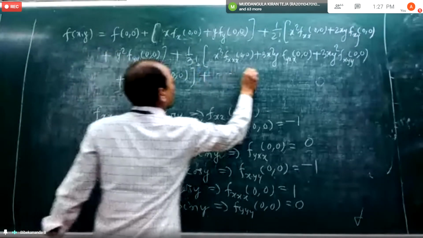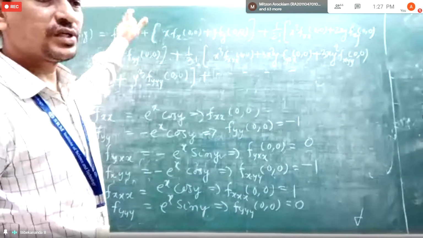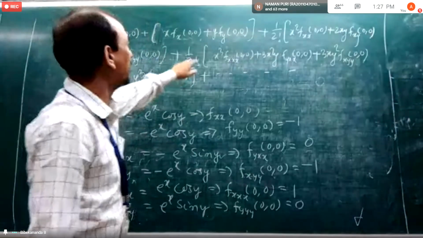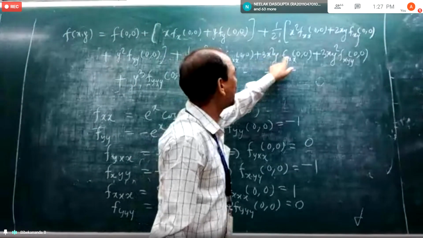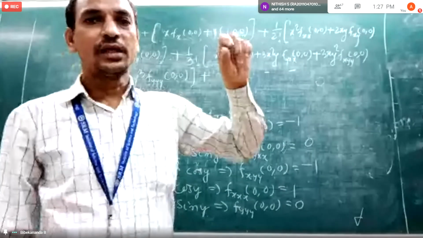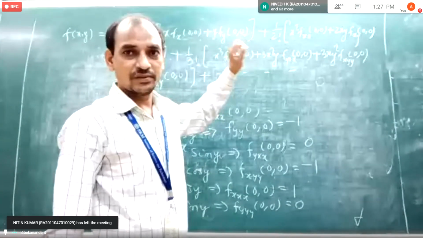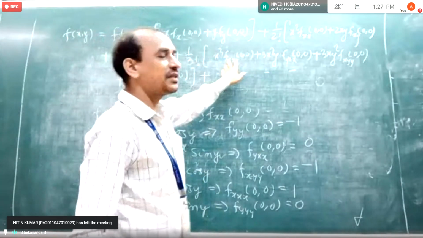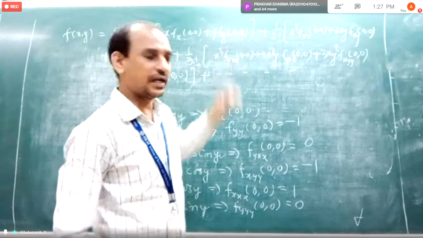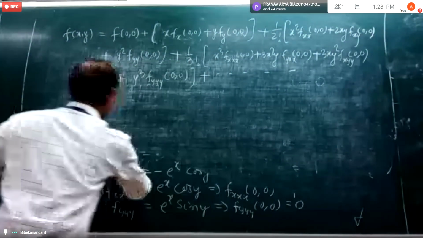After that, no need to write the terms, because the question itself says up to third degree. How can you know third degree? These are x cube, 3x square y, 3xy square, and y cube. Those are the degrees. Don't think that fxx is the degree; those are orders. If it is third degree, we will find third order derivatives. If it is second degree, we will find second order derivatives, and like that. Now tell me the final answer by seeing your notes.